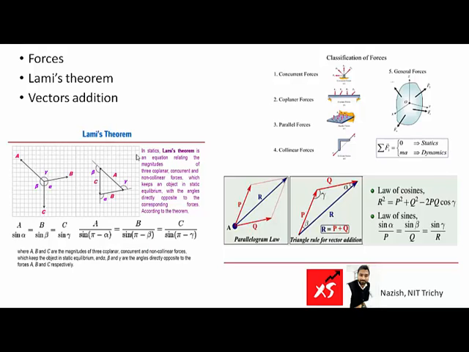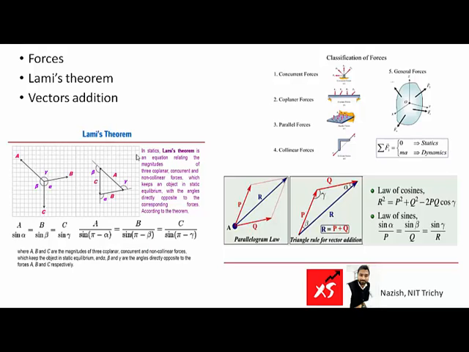Now let's look into the third thing, which is the vectors and their addition law. If a vector is being represented by two adjacent sides of a parallelogram, here in the figure we can see that the two vectors P and Q are being represented by two adjacent sides of the parallelogram. Then the diagonal of the parallelogram will represent the resultant force. Similarly, if the two forces P and Q are being represented by the two sides of a triangle in the same order, the resultant will be equal to the third side in the opposite order. So these two theorems can be helpful in finding the vector addition and the resultant of the vectors.